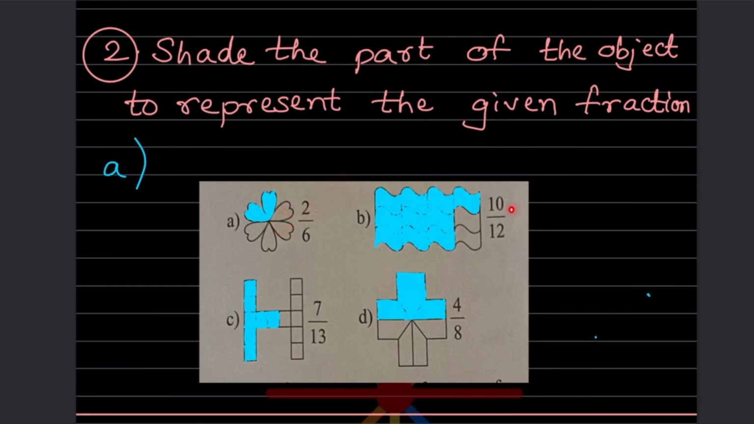Now look here. This is given as 10 by 12. 10 means 1, 2, 3, 4, 5, 6, 7, 8, 9 and 10. 10 you have to shade, and the total is 10, 11, 12. So the total is 12. Now 7 out of 13. Again 1, 2, 3, 4, 5, 6, 7 you have to shade, and the total is 13. 4 out of 8. Again there is a line over here. Okay. That is actually 1, 2, 3, 4, and the total is 5, 6, 7, 8.